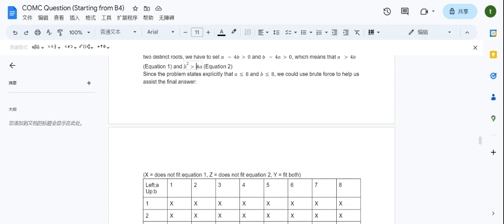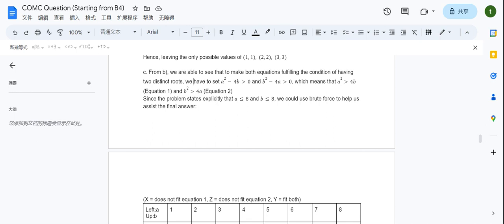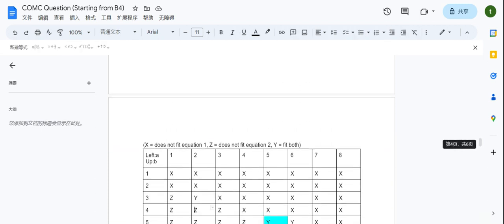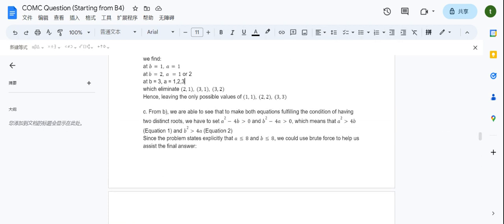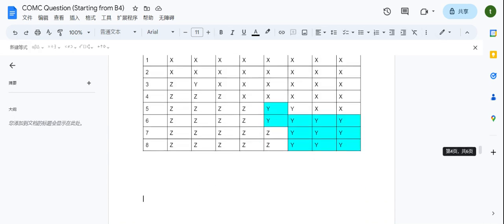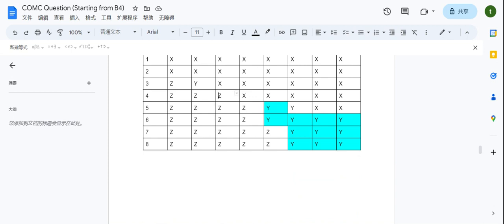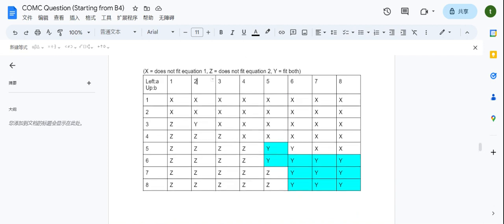1, 1 does not fulfill equation 1, because if we plug it back, the left side is 1 squared, which is 1, and the right side is 4 times 1, which is 4. 1 is not larger than 4, so it does not fit equation 1. Let's test another one, an example of y: a is equal to 3, b is equal to 2. Left side, 2 squared is 4. Right side, 4 times 3 is 12. So it doesn't work either.